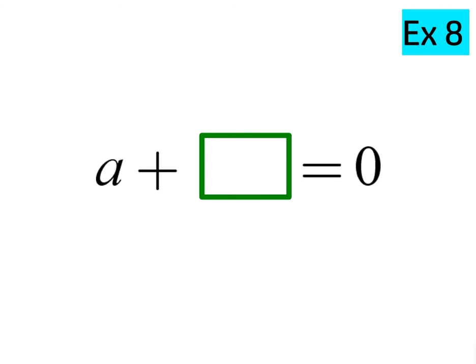I guess 0 is its own additive inverse, and I guess that's why I did that example. Yeah, if you add 0, you stay at 0. Simple enough.